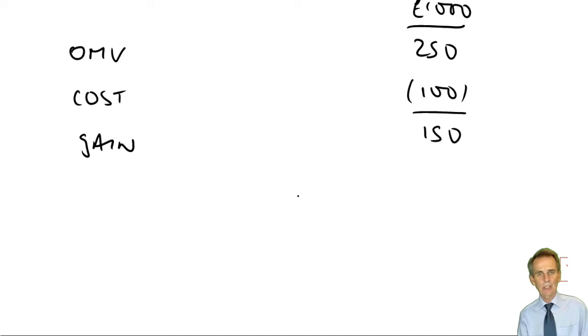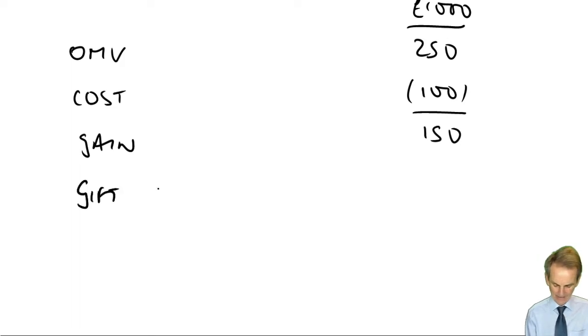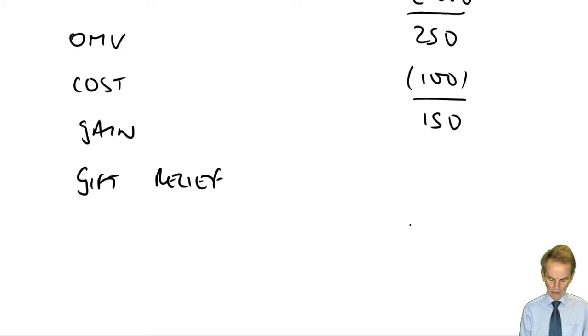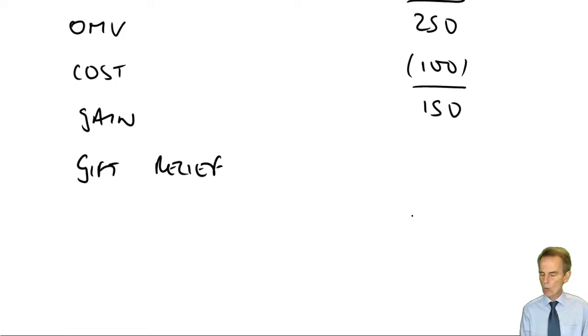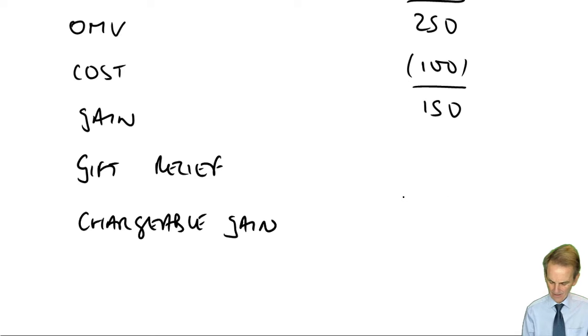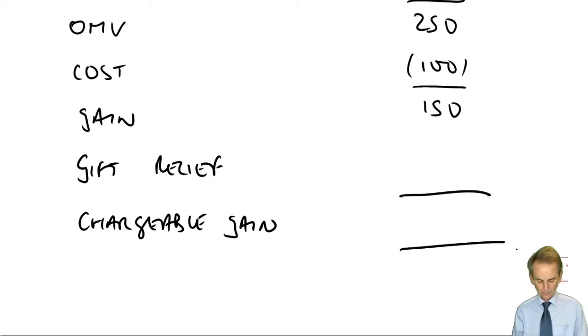The question then arises, if they choose to make a claim for gift relief, taxpayer and daughter, then gift relief is available because these shares, as we've just said, are qualifying business assets for this purpose. But the problem is, it wasn't an outright gift. There were some actual proceeds. So there may still remain a chargeable gain on the donor after the gift relief claim has been made.